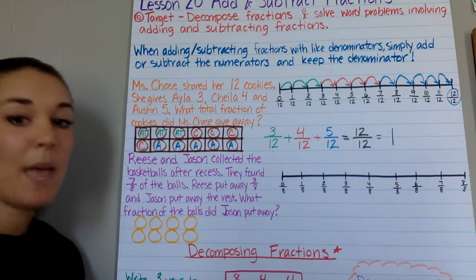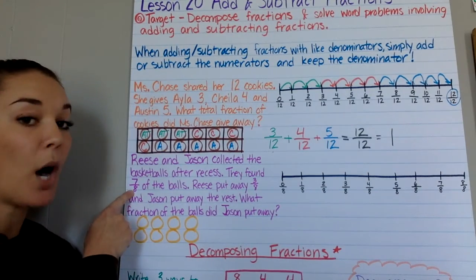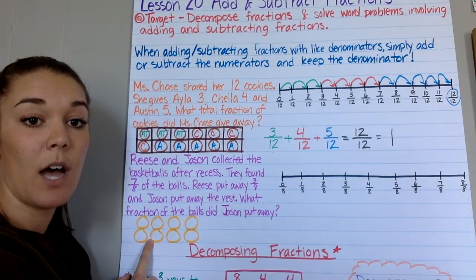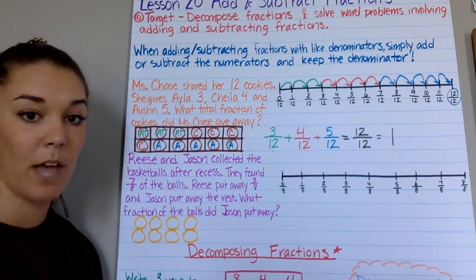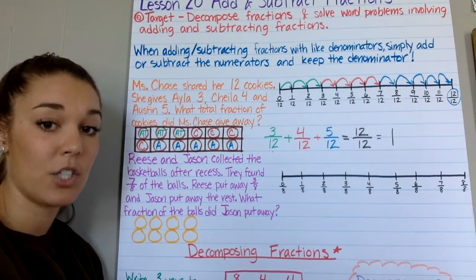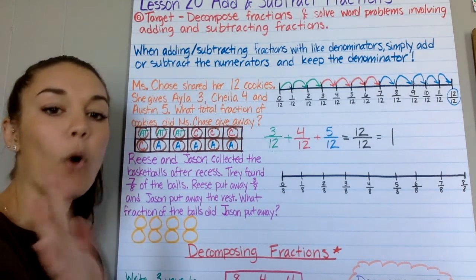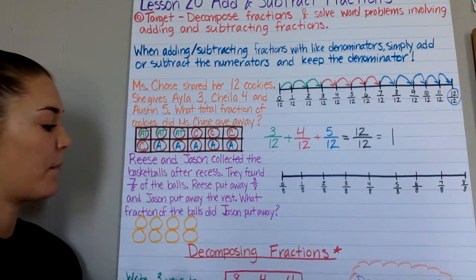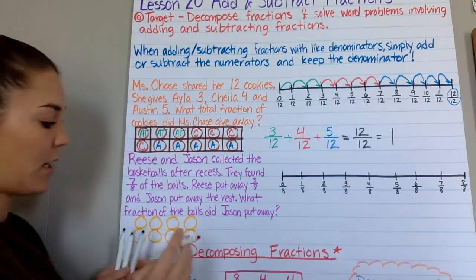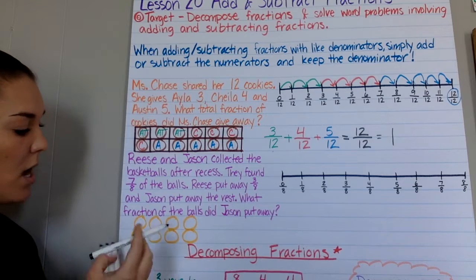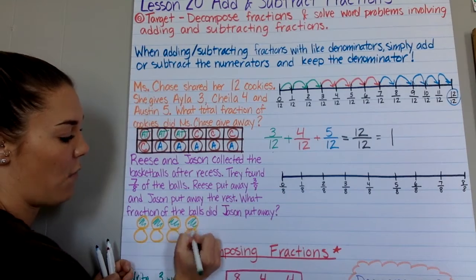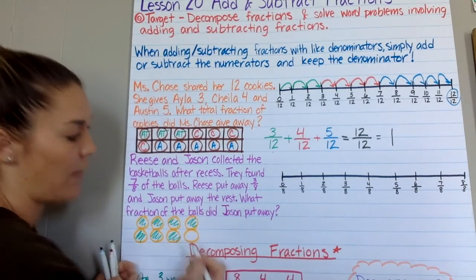Okay, so for my picture, I know my number of equal parts is 8. I drew 8 balls. You could have also drawn a chart with 8 equal sections. It doesn't matter, okay? And so how many of these balls does Reese initially gather? Do both boys gather? Reese and Jason collected them together. So they collected 7/8 of all the balls, right? So I'm going to go in and shade just quickly. 1, 2, 3, 4, 5, 6, 7.